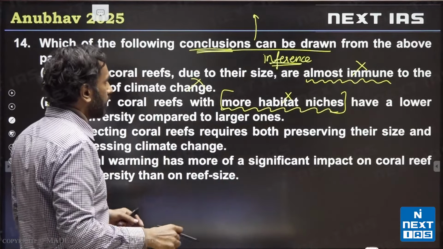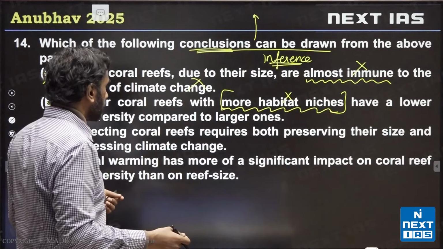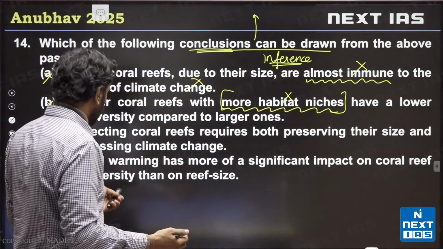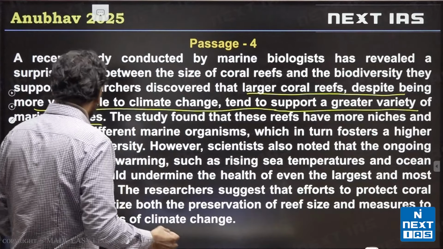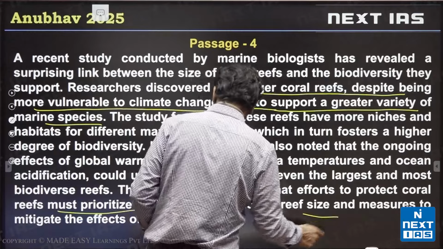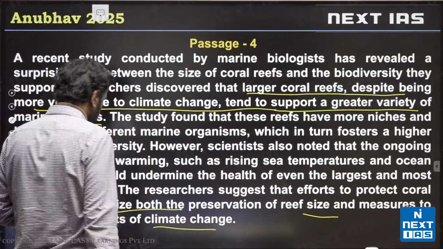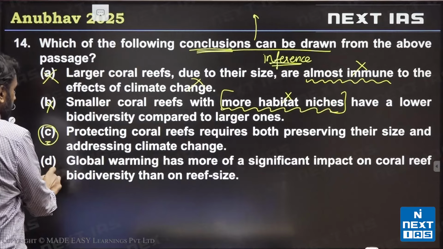Let's look at C. Protecting coral reefs requires both preserving their size and addressing climate change. So this could be the right answer from the last line of the passage. If you notice, the efforts to protect coral reefs must prioritize both reef size and climate change, right? So this could very well be the right answer. It seems like a valid inference. We just have to eliminate D.